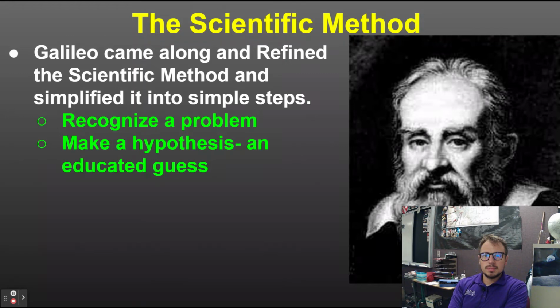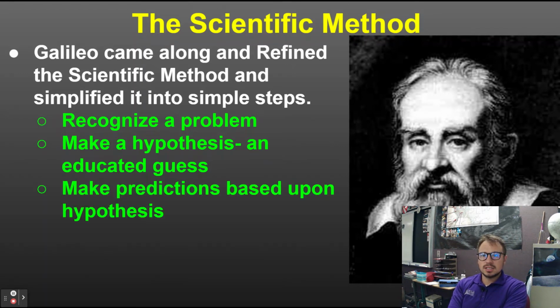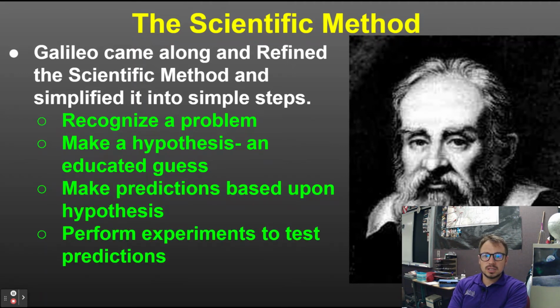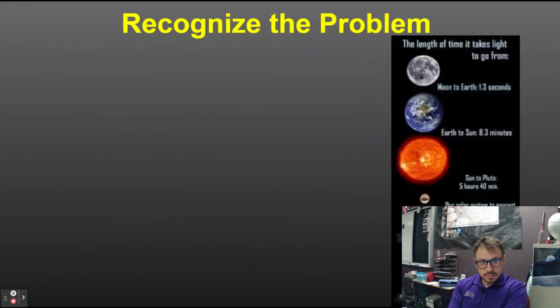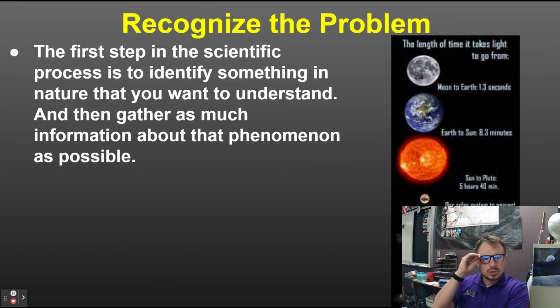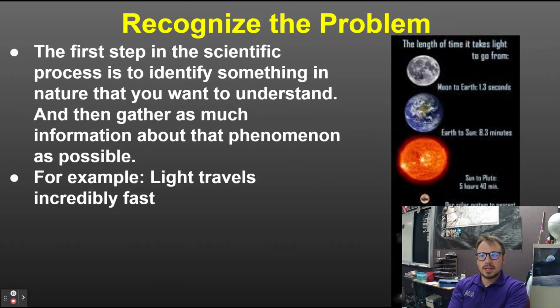you recognize a problem, you make a hypothesis or an educated guess, make predictions based upon the hypothesis, perform experiments to test predictions, and formulate a general rule. So let's just go through an example of this. The first step in the scientific process is to identify something in nature that you want to understand, and then gather as much information about that phenomenon as possible.